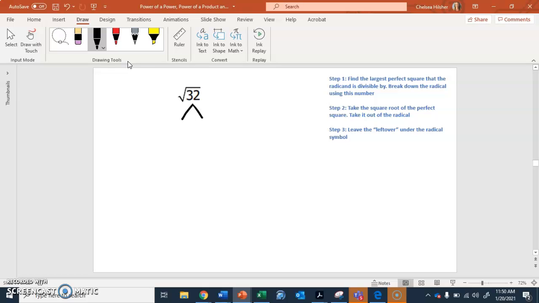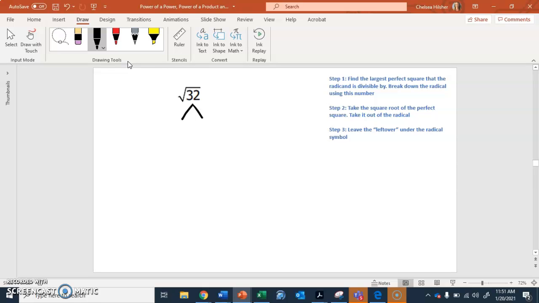I'm going to see which perfect square I can multiply by another number to give me 32. Some of you are probably thinking, okay, Miss Holscher, I can do radical 8 and radical 4. That gives me 32. One of them has to be a perfect square, and radical 4 is a perfect square, but we can still simplify radical 8. It's just doing more work. If you find the largest perfect square, it does less work for you.